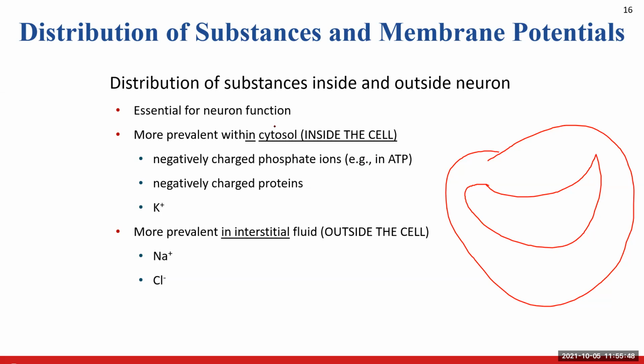And then you'll see that we have a positively charged potassium inside the cell. So that's going to be on the inside. That's where we get our banana, potassium. And then outside of the cell in the interstitial fluid, that's where we're going to have our sodium, which is positively charged, and our chloride, which is negatively charged. But together, they make salt. So banana floating in the ocean.